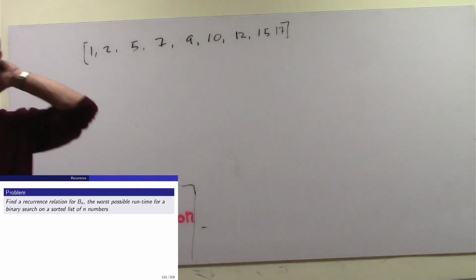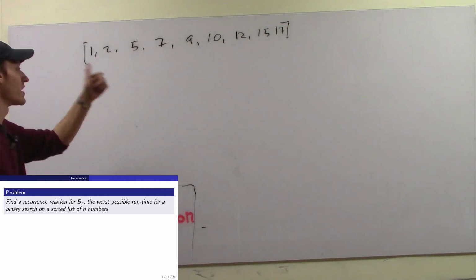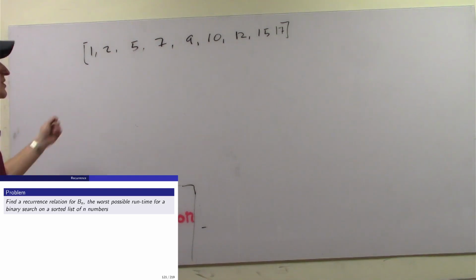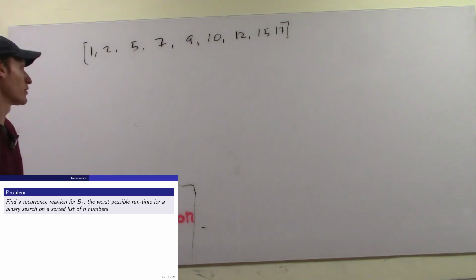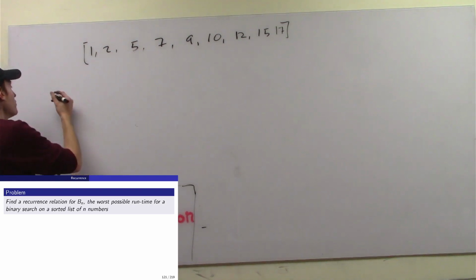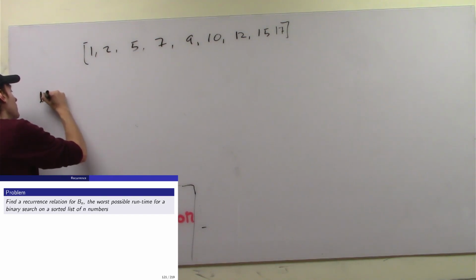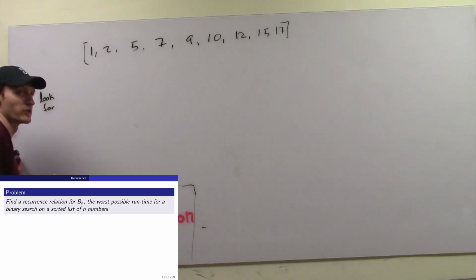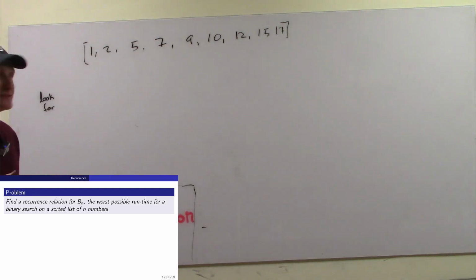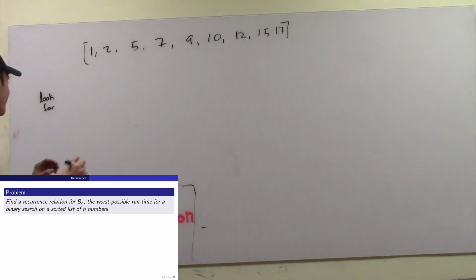And my goal of binary search is I want to find a number that I know is in my list, and I want to search for it, or maybe I want to see if it's in my list. So what I want to do is look for the number. Anyone have a number they want to look for? 2? Good number.